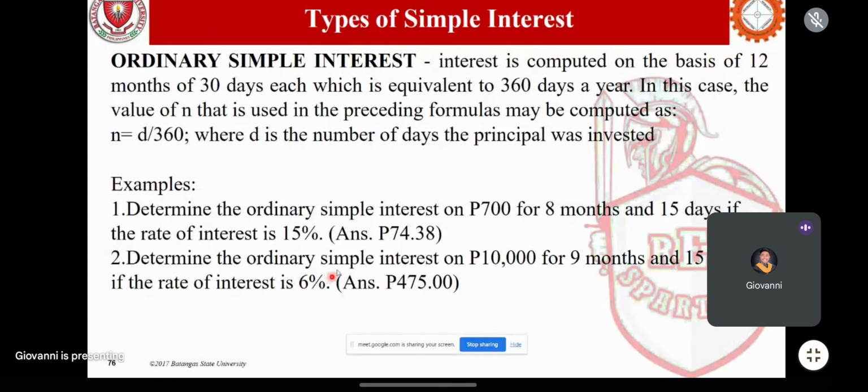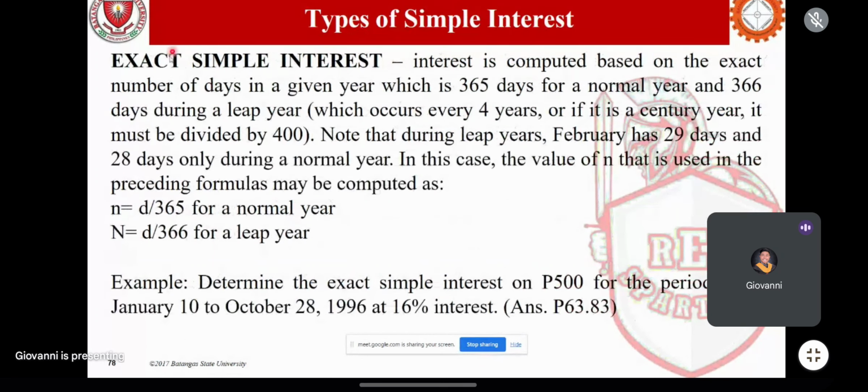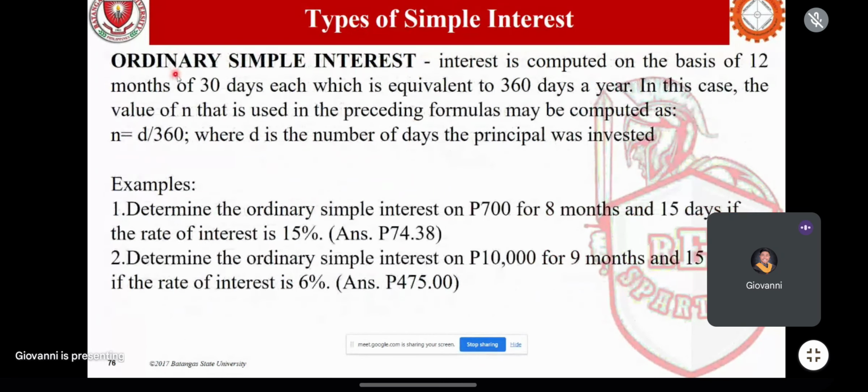So we have two types of simple interest. We have the ordinary simple interest and the exact simple interest. So first muna, we have the ordinary simple interest.